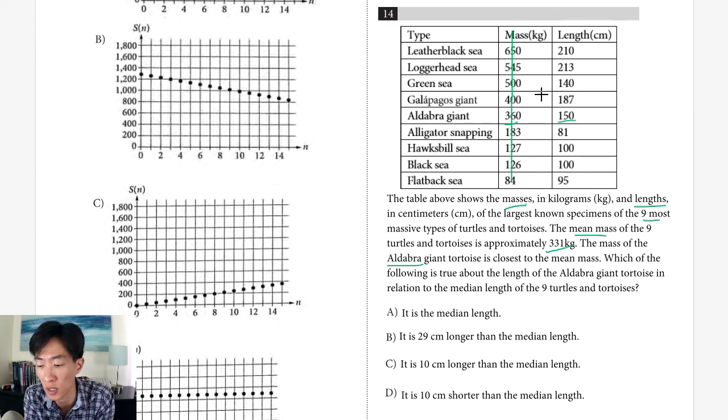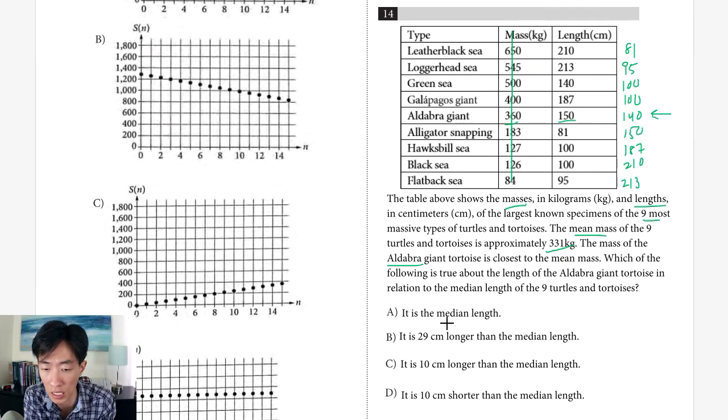So I'm going to relist the 9. It's going to be 81, the next biggest one is 95, and then 100, and 100, and then 140, 150, 187, 210, and 213. Given that there are 9 listed, the middle one is 140, so 140 is our median length, and they want to know what's the relationship of the algebra giant, 150, to the median.